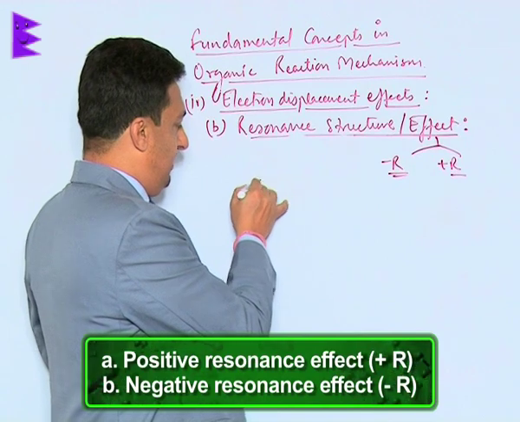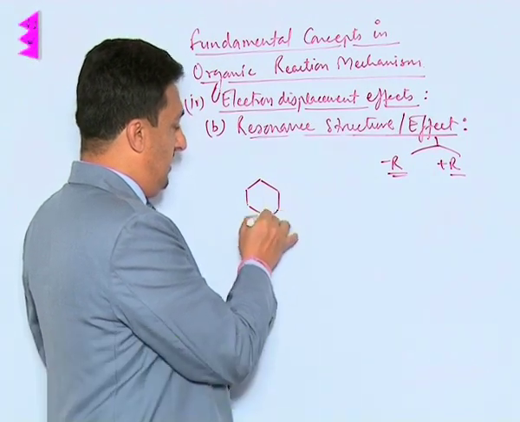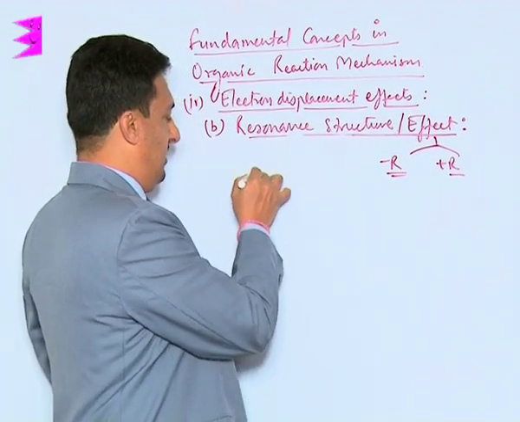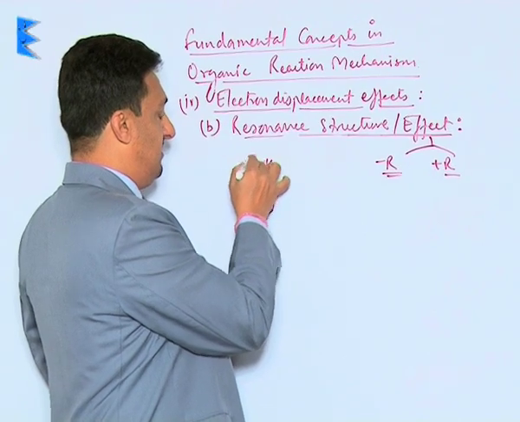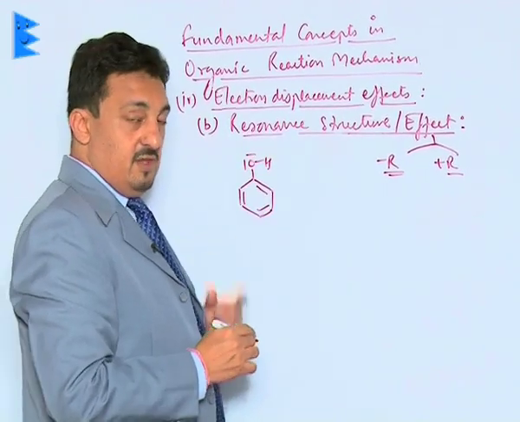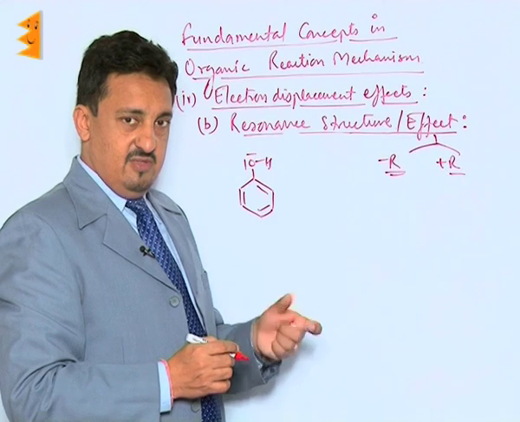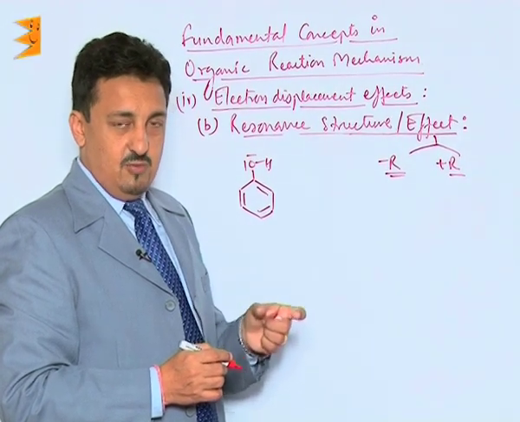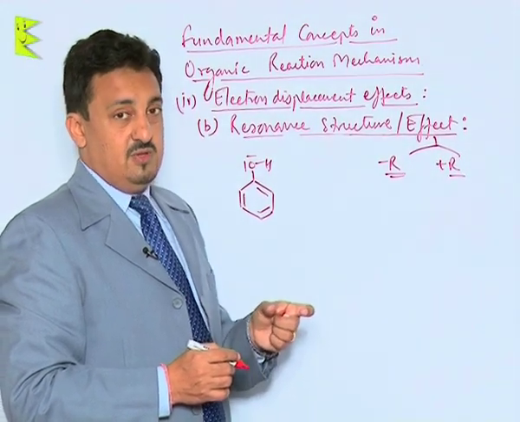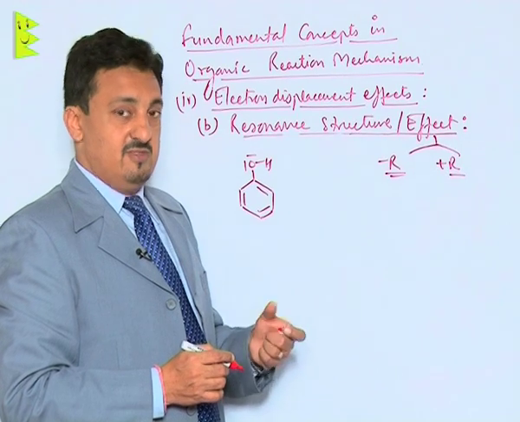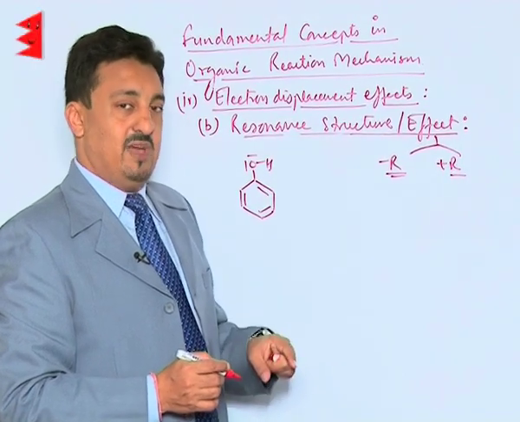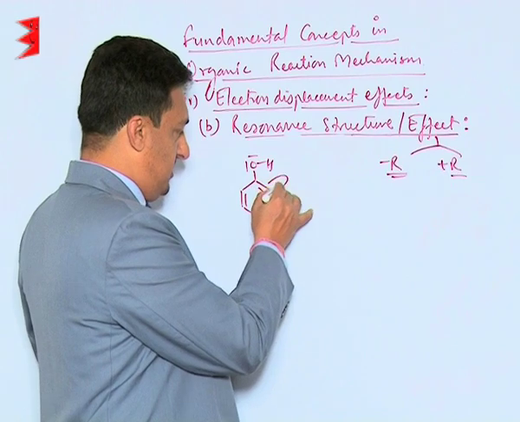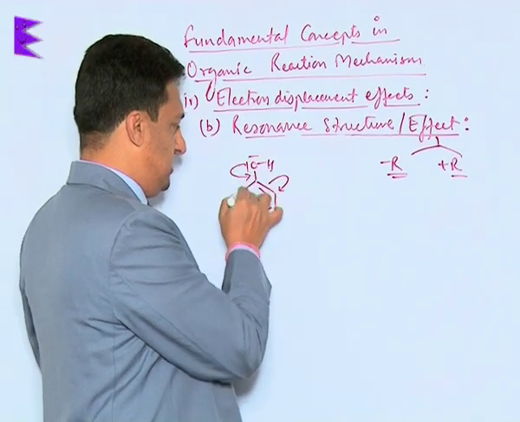Let us take an example of phenol. Now, what we find in the case of phenol is that this oxygen has a lone pair. Now, we know that movement of electrons in covalent compounds due to resonance is always from the lone pair towards the pi bond system. So, it will shift towards this side and this will shift towards this side.